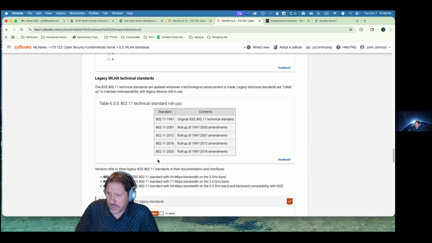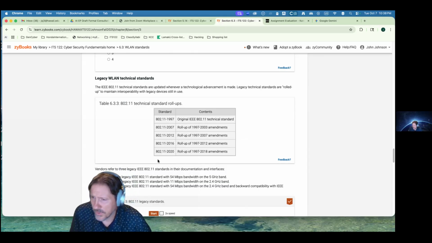The three main legacy ones that we talk about in here are A, B, and G. 802.11a had 54 megabits of bandwidth on the 5 gigahertz band. We had B, which had 11 megabits of bandwidth on the 2.4 gigahertz band. You ask yourself, why is it that the later standard had less bandwidth than the earlier one?